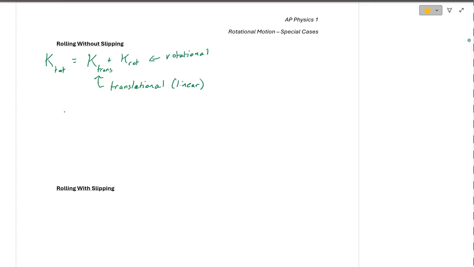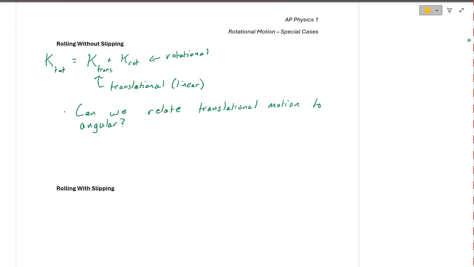So my question is, can we relate translational motion to angular? In other words, is there a relationship between how fast this is rolling and how fast it's moving that way? And if so, what is it? What do you think? Do any equations pop into mind that we've used before?